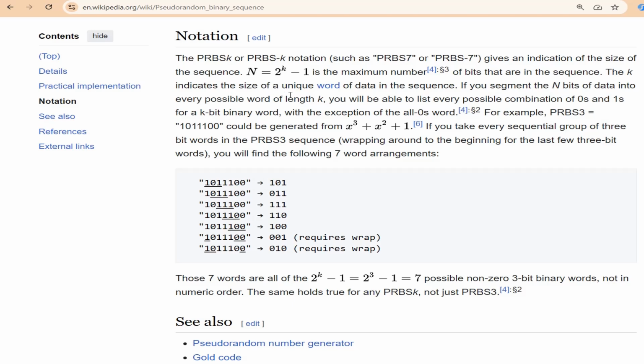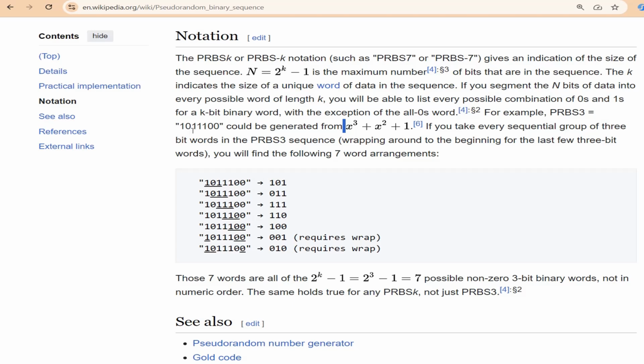Friends, to give its solution, I have taken you to the Wikipedia page. So this is the PRBS 3 sequence, which is 10111100, and its characteristic equation is x3 plus x square plus 1. I already mentioned in the question statement also. Friends, the beauty of PRBS sequences is it includes all the possible combinations of bits. For example, in PRBS 3, it will include all the possible combinations of 3 bits. Let me show you how.